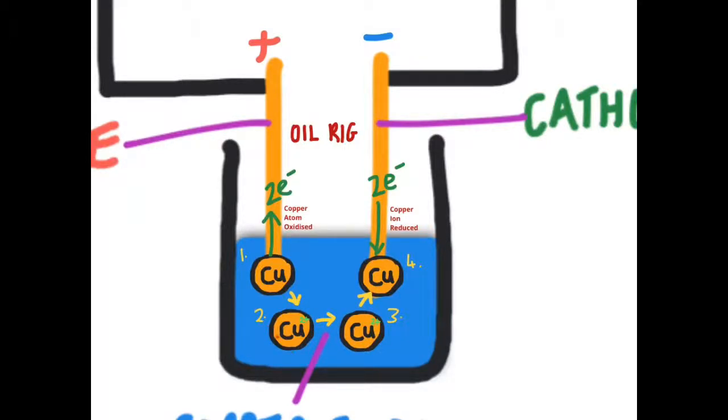Now, because they're charged, they'll be attracted to the opposite charged electrode, positive to negative. So they're attracted to the cathode. So they move towards the cathode, and then at the cathode, where electrons are supplied, basically 2 electrons are supplied to this copper ion, and it becomes a copper atom, and so the copper ion is reduced. The atom was oxidized, but the ion is reduced because reduction is gain. You're gaining back 2 electrons.